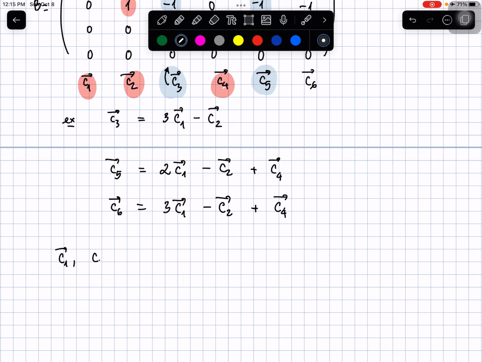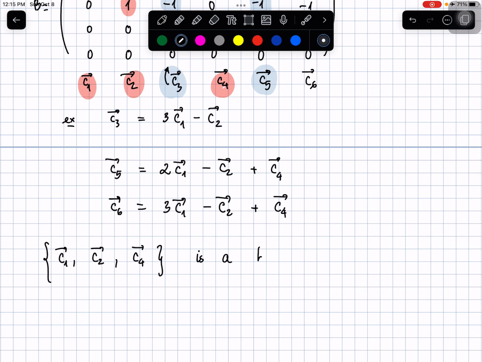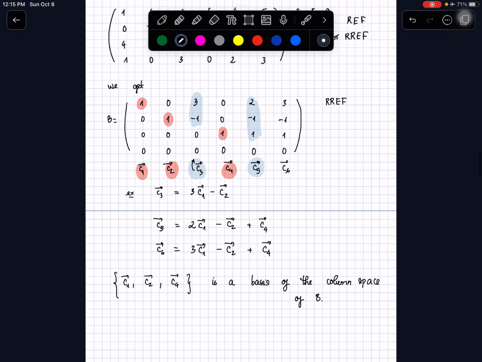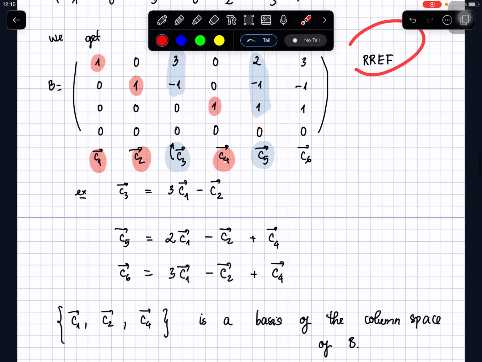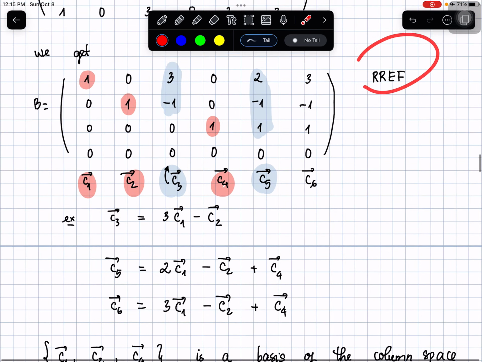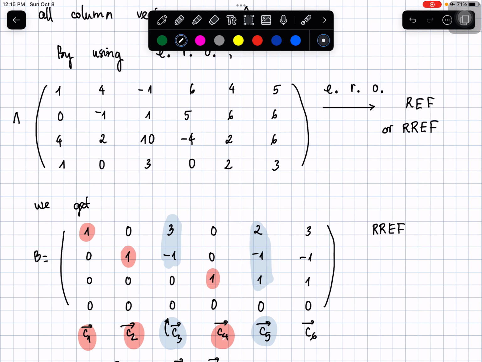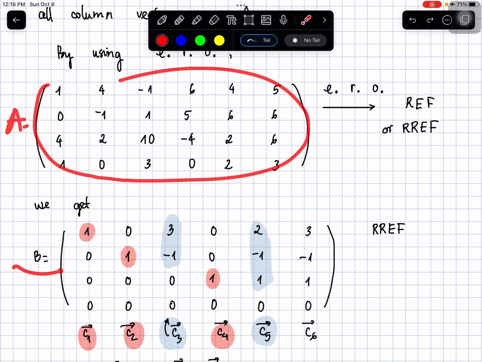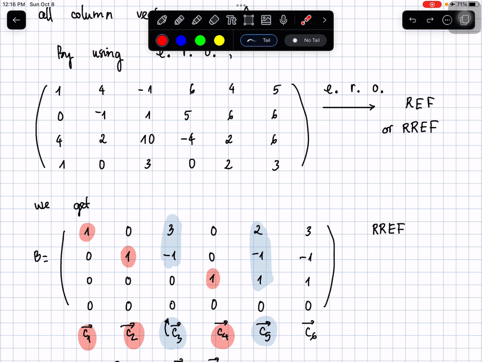Column 1, column 2, and column 4 is a basis of the column space of the matrix B, the reduced row echelon form matrix of A. And as I said before, this matrix A and its reduced version usually don't have the same column space. However, they do have the same dimension for the column space.